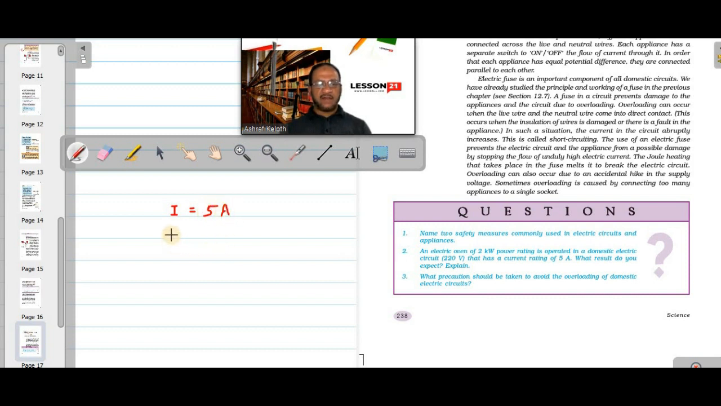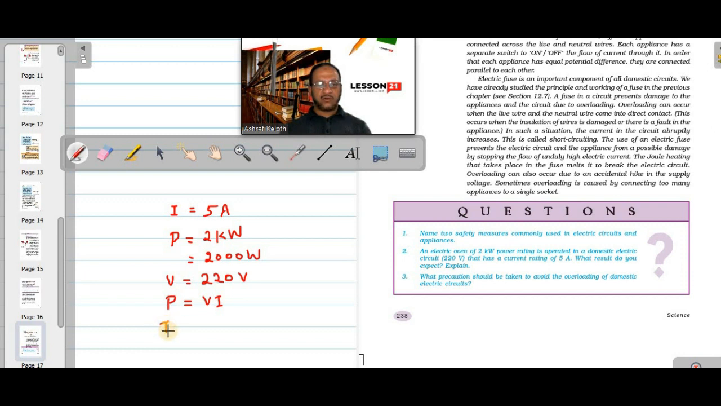And the device has power P equal to 2 kilowatt, which means 2000 watts. And it is designed to operate on a 220 volt line, which means the potential difference given is 220 volt. Which equation of power should be used here? We need to find the current flowing in the circuit when we switch on this oven. Power P is equal to VI.